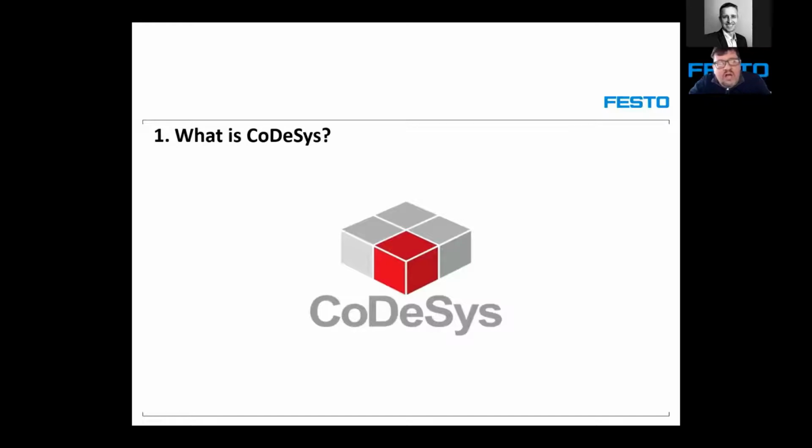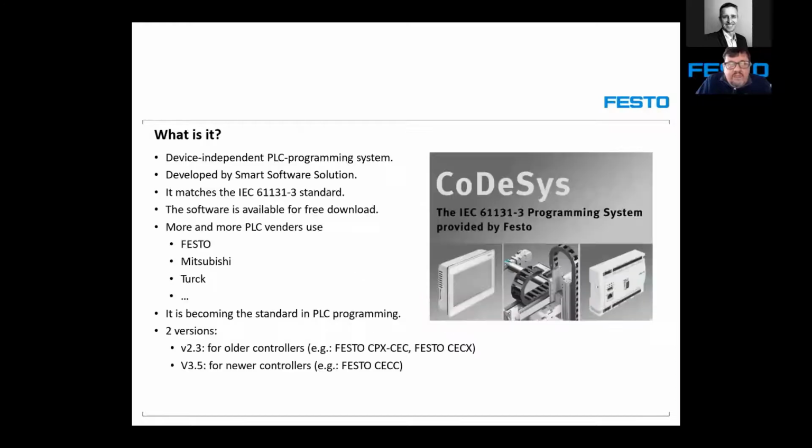Okay, guys, what is CODESYS? Now, CODESYS is actually a standard within the industry, and some of you are maybe familiar with CODESYS as a software. Like I said, 3S is a smart company within Germany that actually developed the software. And this is what they say: a device-independent PLC programming system developed by 3S-Smart Software Solutions. It also matches, and very important for the industry, the IEC 61131-3 standard. That means CODESYS is a standard, and like I've mentioned, it's developed by a company.